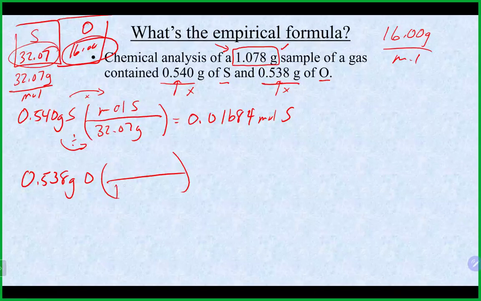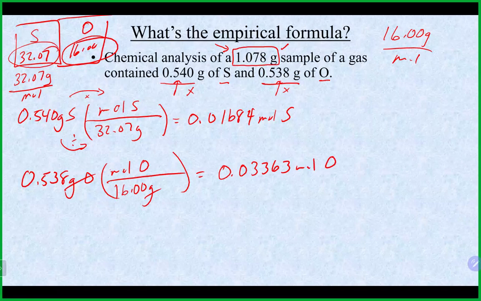Once again, opposite, so 16 is going to go on the bottom. Moles is going to go on top so that the grams cancel, and we will end up with 0.538 divided by 16. Going to get us here 0.03363 moles of oxygen. First off, any questions so far?